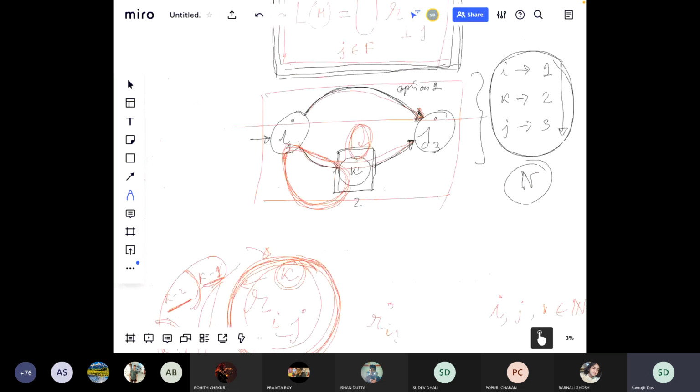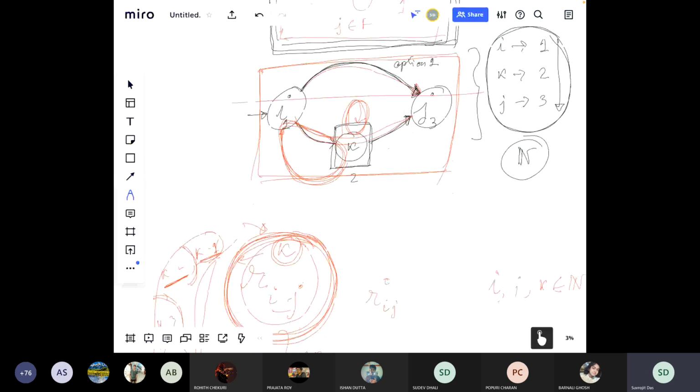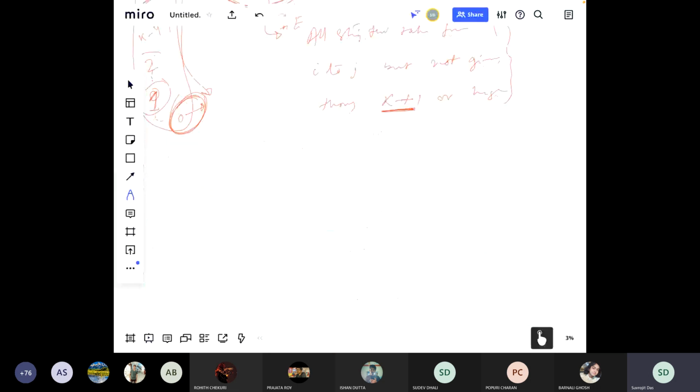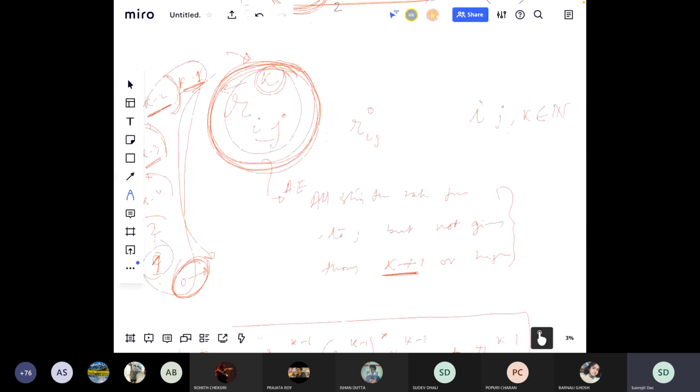So how to define Rijk? Now see, I have generalized this two-state and very simple transitions in terms of I, J, and K. So how to write Rijk? You write Rijk recursively as Rijk minus 1, plus Rikk minus 1, Rkkk minus 1 star, Rkjk minus 1. This is nothing but a pure algebraic generalization of this simple picture.